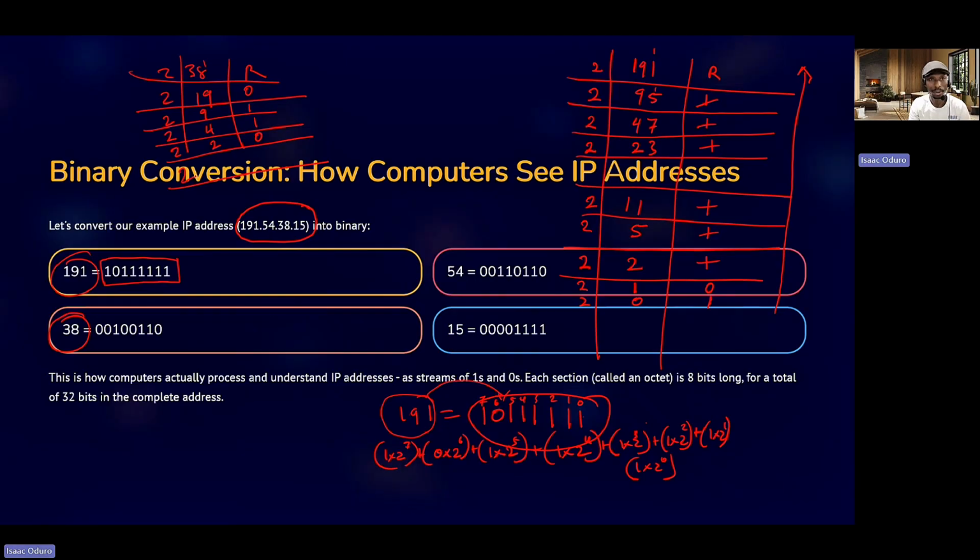We continue. Then 2 goes into 2 would be 1, remainder 0. And then 2 goes into 1 cannot be possible, so it would be 0, remainder 1. How do you write this? Here, the last one that we get here is 1, 0, 0, 1, 1, 0.